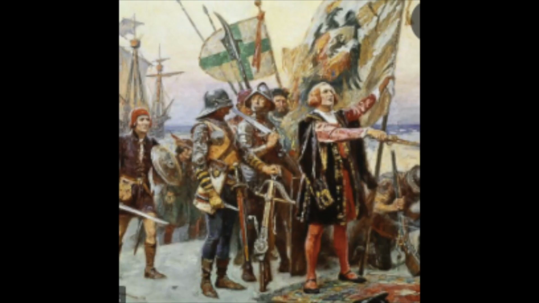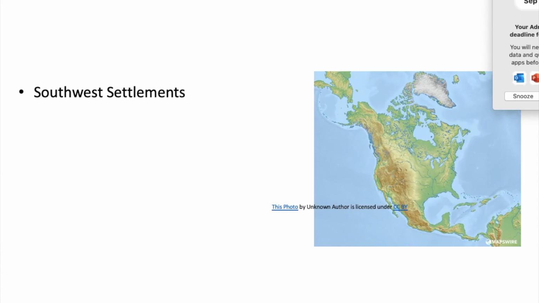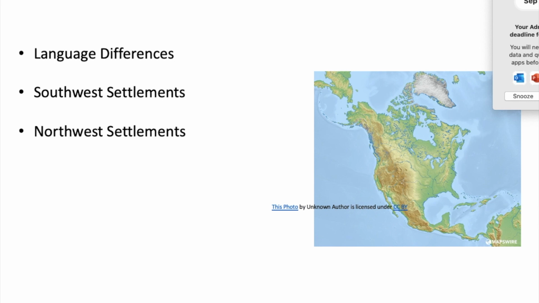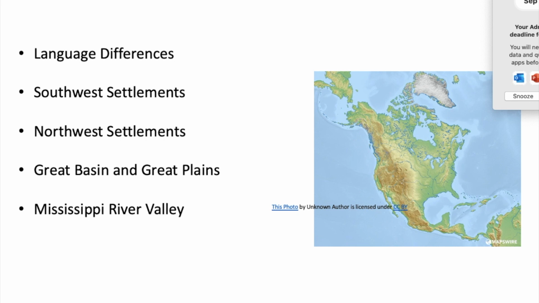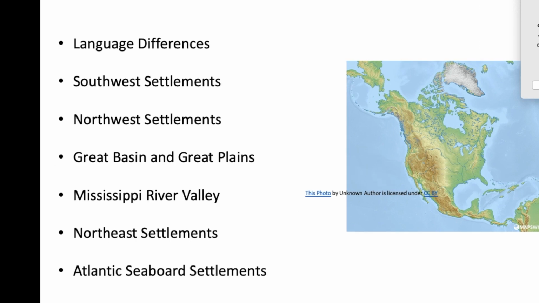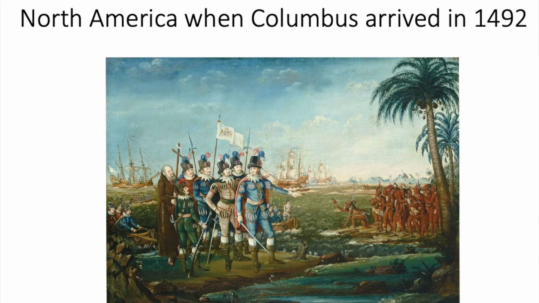In this video, I want to quickly go over what North America was like when Columbus arrived in 1492 and prior to that. So we will go over Southwest settlements, language differences, Northwest settlements, the Great Basin and Great Plains, what life was like there for Native Americans, the Mississippi River Valley, and Northeast settlements, and the Atlantic Seaboard settlements. North America when Columbus arrived in 1492.